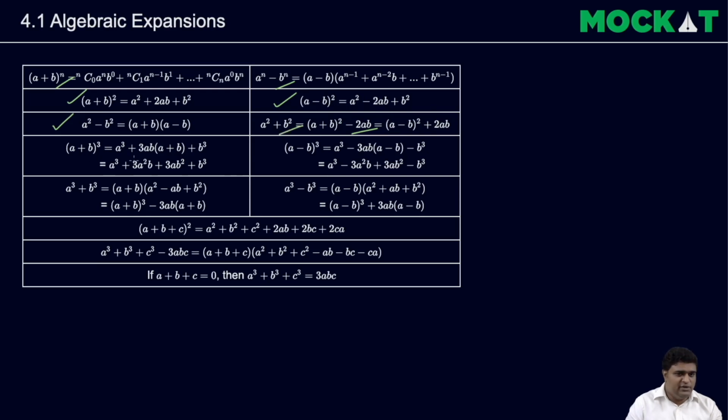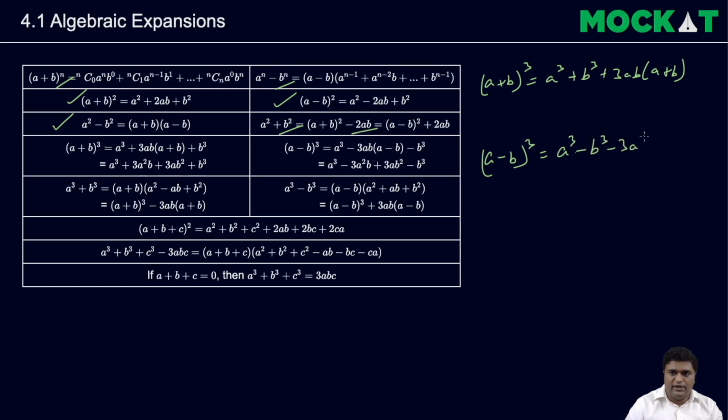Now a plus b whole cube can be written in two ways. They're pretty much one and the same, right? So the way you would have learnt it in school is a cube plus b cube plus 3ab into a plus b, right? In fact, this is the way I remembered, or I learnt. And a minus b whole cube is a cube minus b cube minus 3ab into a minus b. Just put a minus for all of these pluses, right?